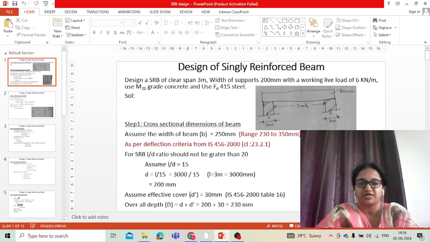Now assume the effective cover d dash as 30 mm. This is also given in IS 456 2000, table number 16. The overall depth is now D plus d dash. D is nothing but 200 plus 30, I got 230 mm.